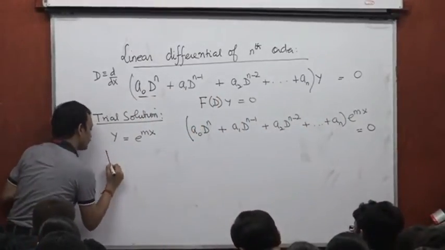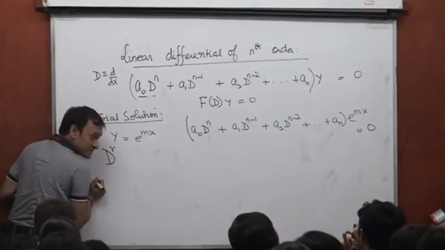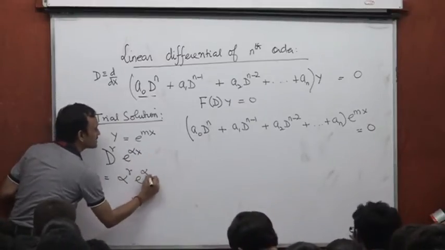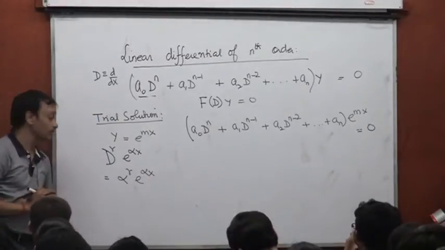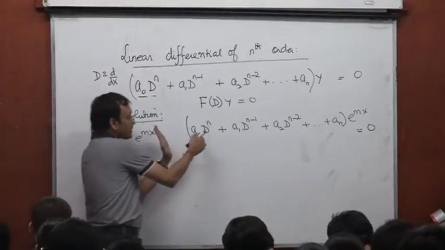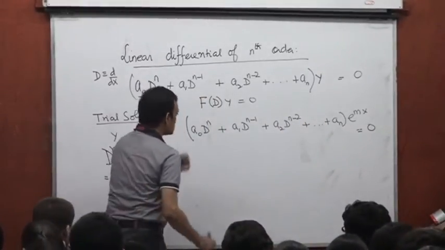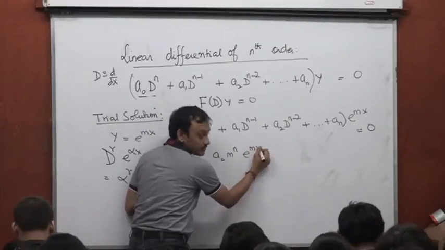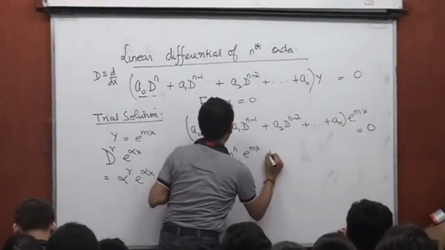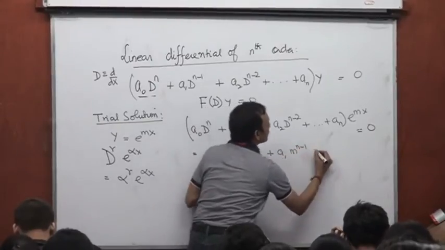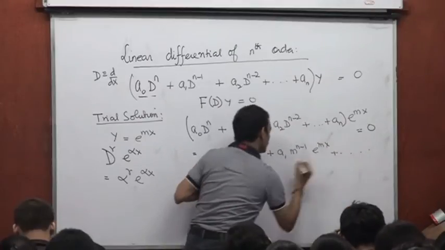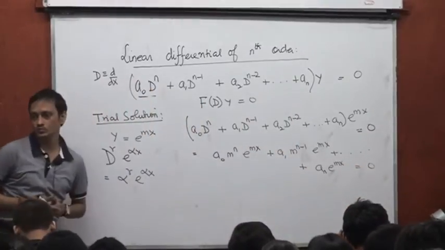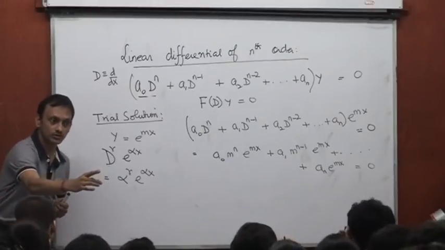I told you a little while ago that when the RS derivative operator acts on e^(αx), it gives me α^r e^(αx). So when I cause this operator to act on e^(mx), the first term gives a0 m^n e^(mx), the next gives a1 m^(n-1) e^(mx), and so on, plus an e^(mx), all equal to 0. Right?